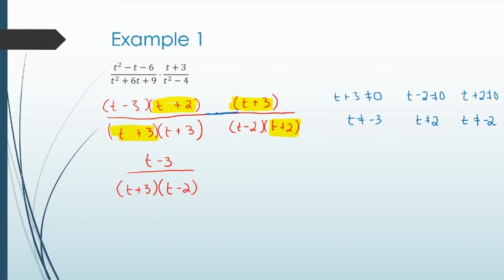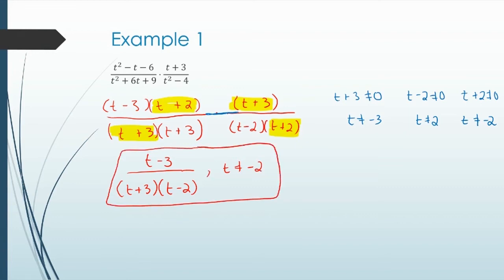Now, looking at what was canceled out, we canceled out a t plus 3, but because I still have a t plus 3 in the denominator, I don't have to worry about that from the domain. We also canceled out t plus 2, so we don't have that in the denominator, so that's the part that we need to indicate as far as our domain, and so that gave us t not equal to negative 2. So this is our simplified rational expression, and it's the result of the multiplying, and then we have to specify that t cannot equal negative 2.